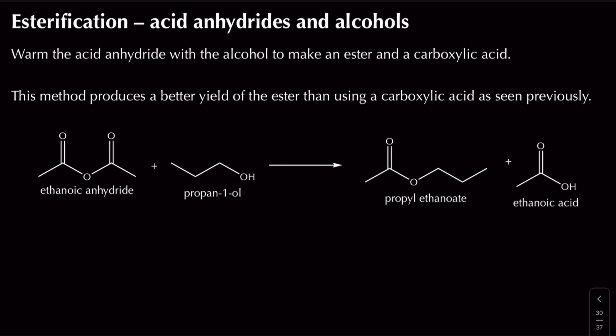Now if we were to actually form esters with acid anhydrides and alcohols, what we would do is warm the acid anhydride with the alcohol, and we would make an ester and a carboxylic acid.